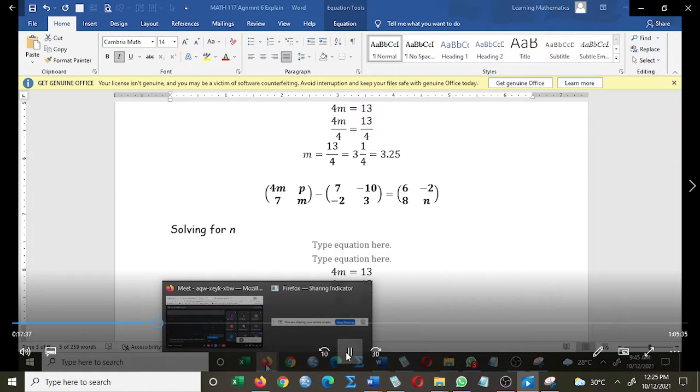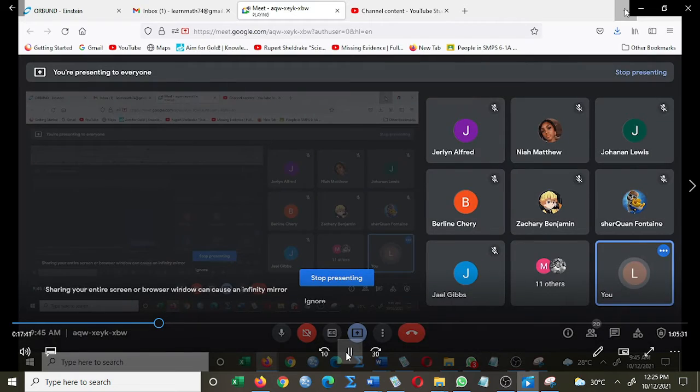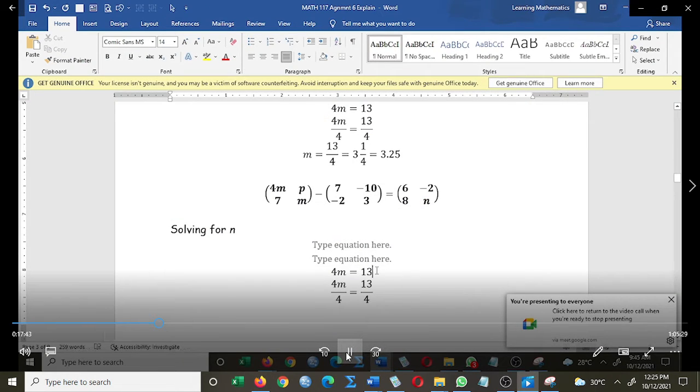Can somebody please help us to form the equation to solve for n? We have solved for m already. 13/4 minus 3.